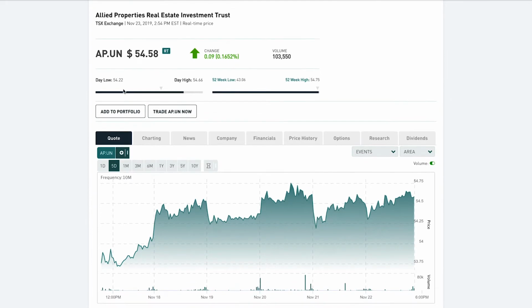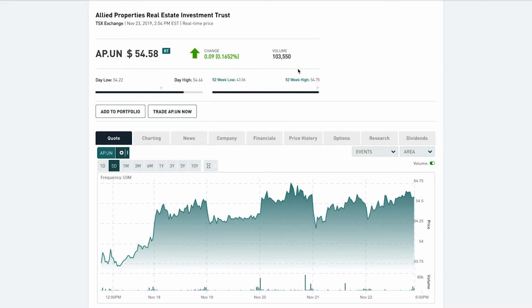Following here, we have the day low, which was $54.22, and the day high, which was $54.66, meaning that the price right now sits somewhere in between the day low and day high. And then right to the right here, we have the 52-week low and the 52-week high. So as you can see, actually, AP.UN's gone up by roughly, what is that, about 20% in the last 52 weeks.